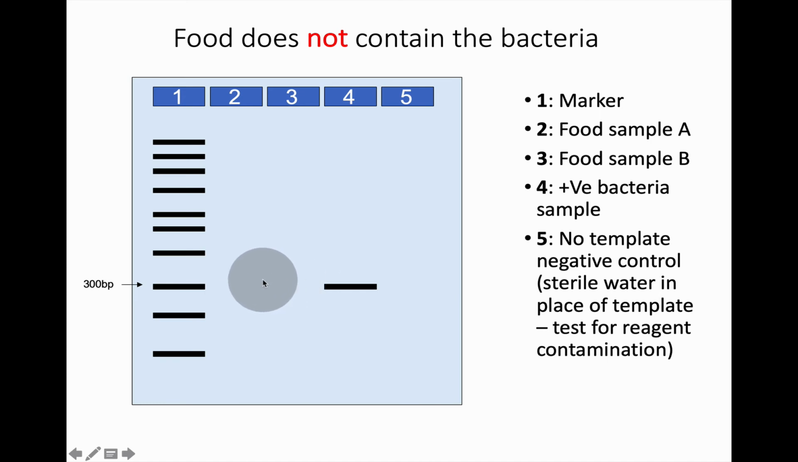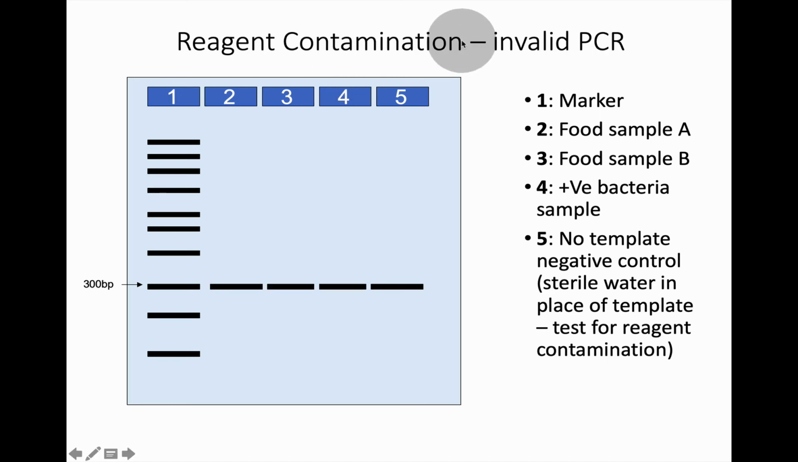So can we stand over this result? Well, our positive is working, so we know our enzyme and our machine is working okay. Our NTC shows no amplification, so we know our reagents are okay. And in lanes 2 and 3, we know there's no amplification of our product, so we know the food does not contain the bacteria. The third scenario was if we had reagent contamination and something called an invalid PCR.